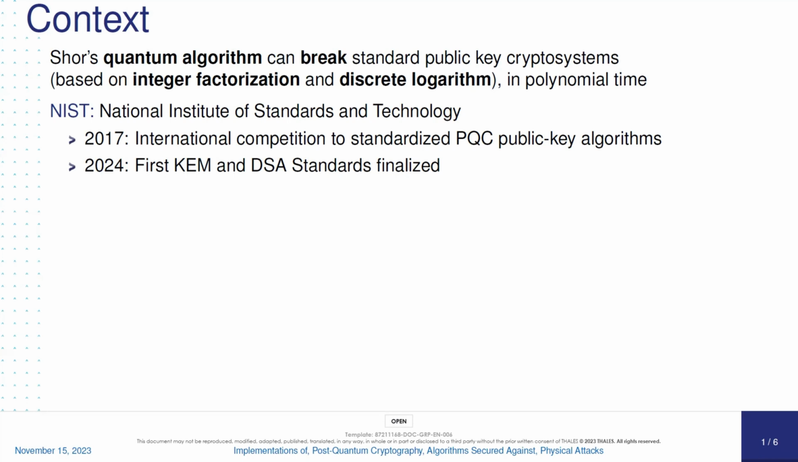And so now we are in a position where we have this first draft: one key exchange mechanism, Kyber, which is based on lattices, and three signature algorithms. Two of them are based on lattices, Dilithium and Falcon, and one is based on hash functions, SPHINCS+.